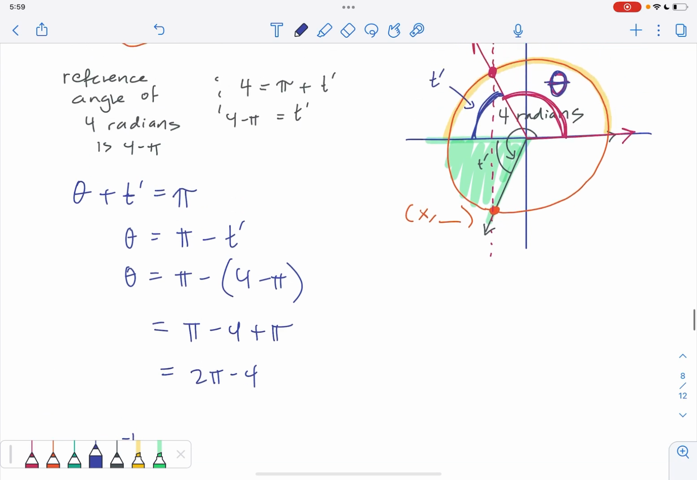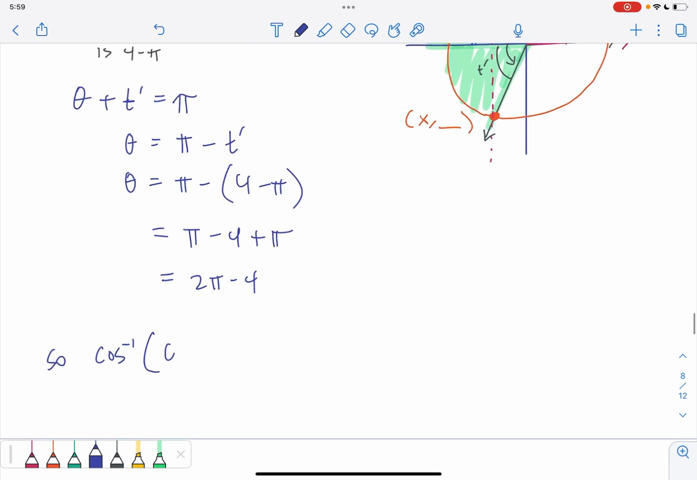So cosine inverse of cosine of 4 is equal to 2 pi minus 4.